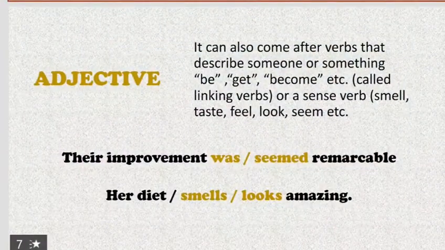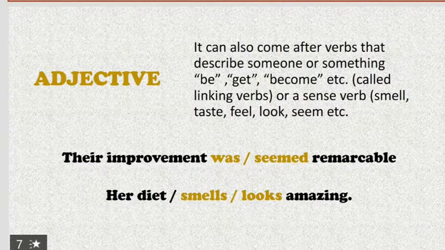It can also come after verbs that describe someone or something: be, get, become, etc., called linking verbs, or a sense verb: smell, taste, feel, look, seem, etc. For example, their improvement was remarkable, or their improvement seemed remarkable. Her diet smells amazing, or her diet looks amazing.